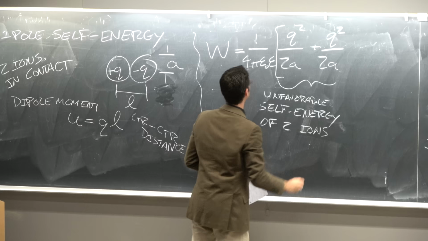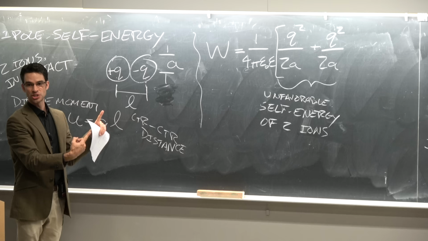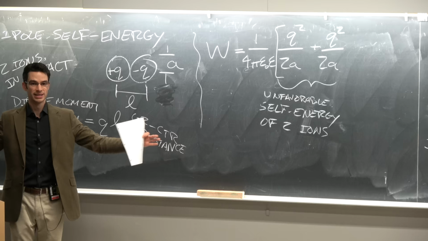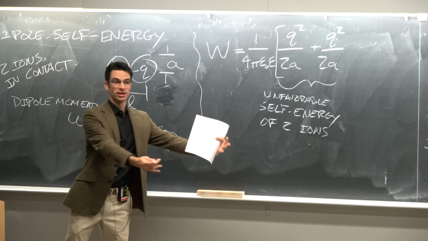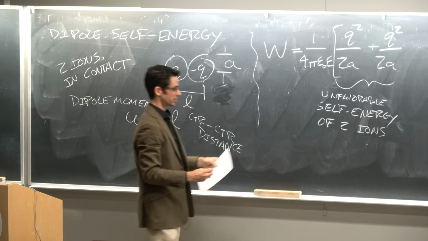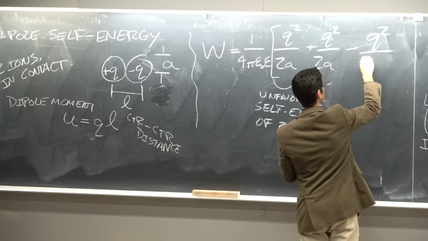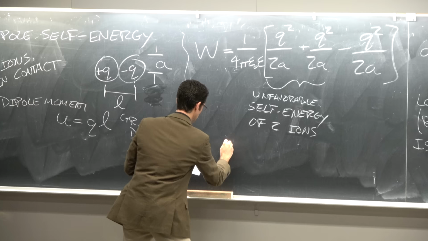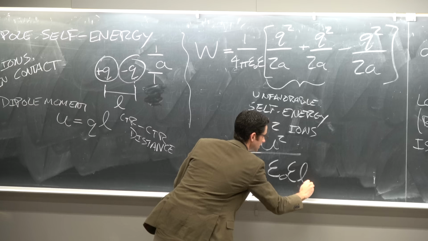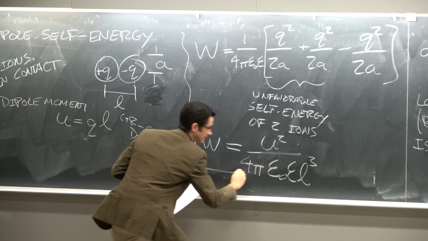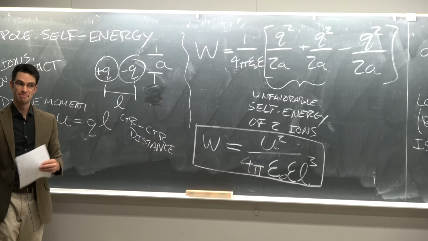But then because we brought these two together, and they want to be together because they're oppositely charged, we end up lowering the self-energy of the system because we've satisfied some of this self-loathing of one ion by bringing one of the opposite charge close to it, and it relaxes. So electrostatic potential energy goes down. So we have a minus term of minus q squared over 2a. And if you do a little bit of substitution here for the definition of dipole moment, you get u squared over 4 pi epsilon naught epsilon times L cubed. And this is the ultimately unfavorable self-energy of a dipole.